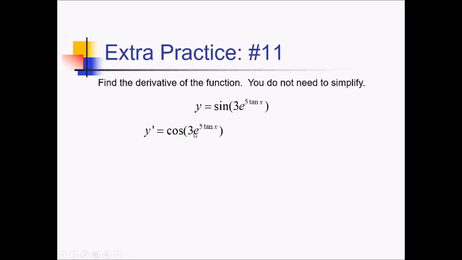Next, my next function in, I've got 3 times e to the something. Derivative of that is going to be 3 times e to the same something. Now I have to multiply by the next function in, which is 5 tan of x. Derivative of that's going to be 5 secant squared of x. And we're done.